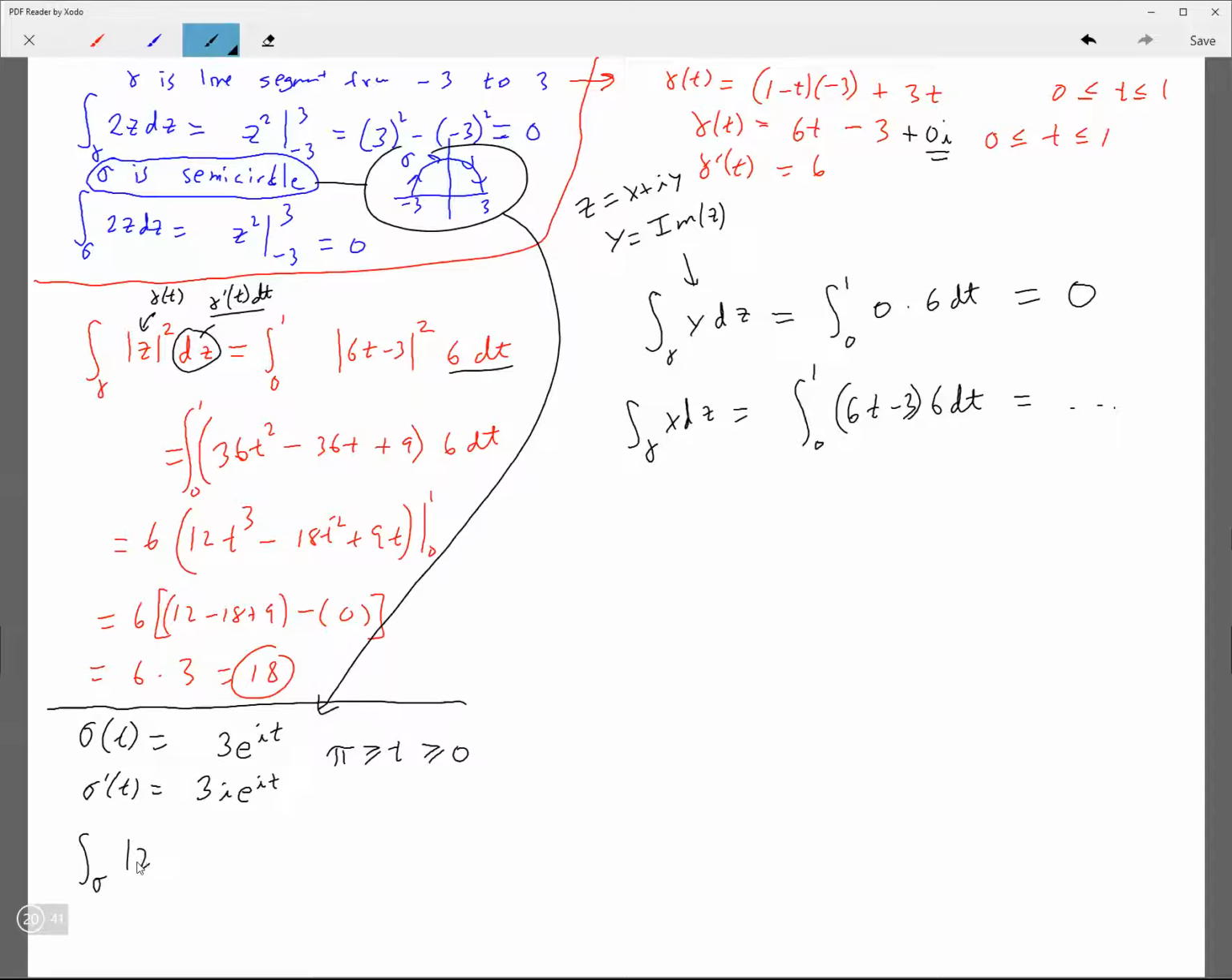So the integral of the modulus of z squared dz is going to integrate from pi back to 0. You're allowed to do it that way. What's the modulus of 3e^(it)? 3. Yes, that's right, so it's 3. So the modulus squared is 9, right? And then you have this 3i e^(it) part, right? dt.